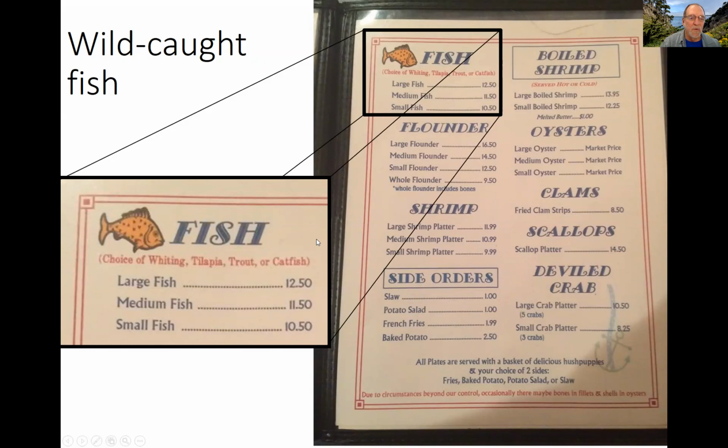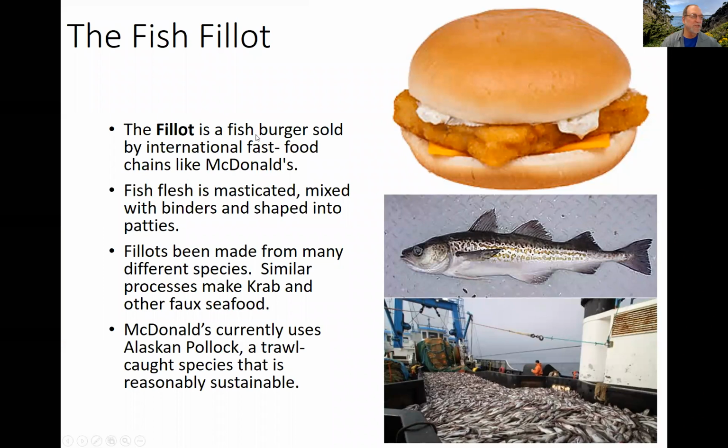So, you know, the reduction in the populations of global fishing has produced changes in the availability of seafood around. So I also want to talk about the way in which we process fish for consumption.